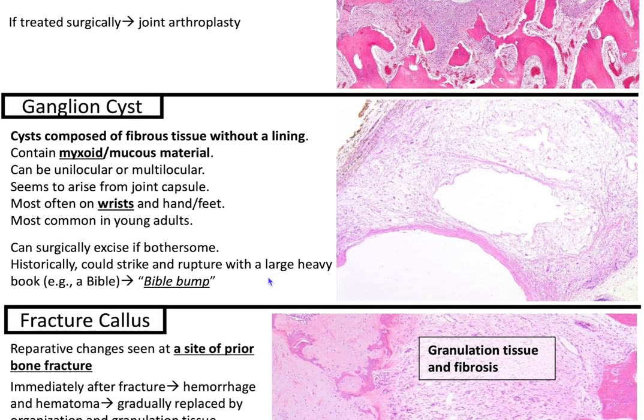Ganglion cyst. This is kind of a bone, soft tissue, derm path overlap. It's a cyst composed of fibrous tissue without a true lining, so it's not really a cyst, more like a pseudocyst. It contains myxoid mucous material, and can be unilocular or multilocular. It seems to arise from the joint capsule, most often on the wrists and hands, feet, and is common in young adults.